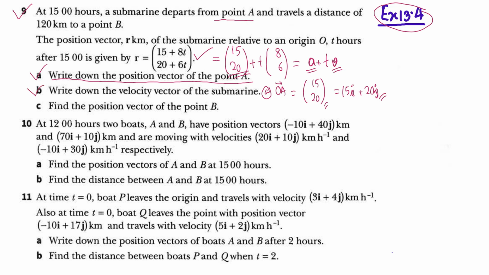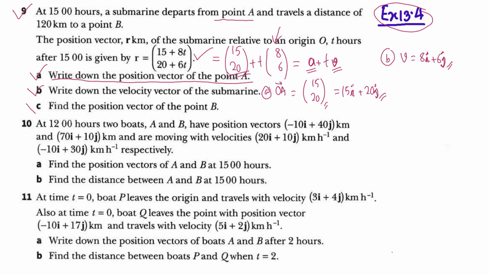Second one, write the velocity vector of the submarine. We already isolated the velocity vector, 8 and 6, so we can write 8i plus 6j, and this is our answer for part b of question number 9.